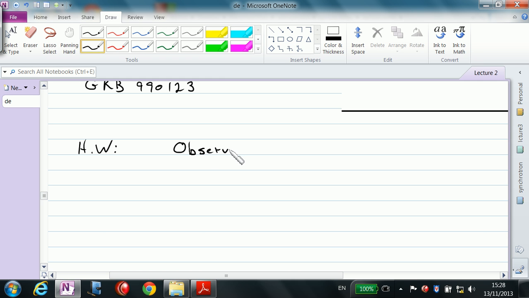Observe, let's call it an isotropic equivalent energy output of, it could be 10 to the 50th ergs in the case of a gamma ray burst, but let's say that we know it's in synchrotron emission.